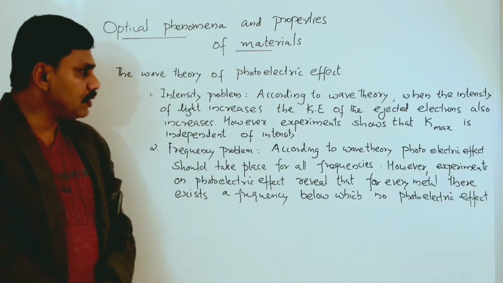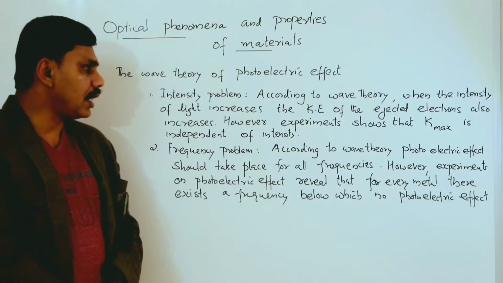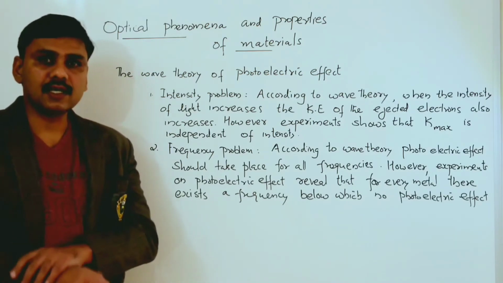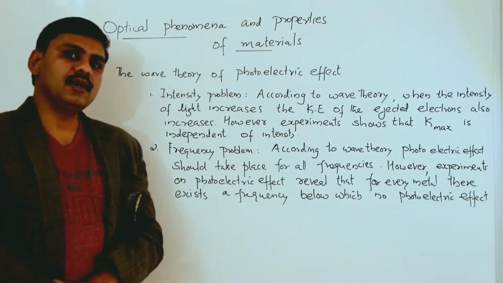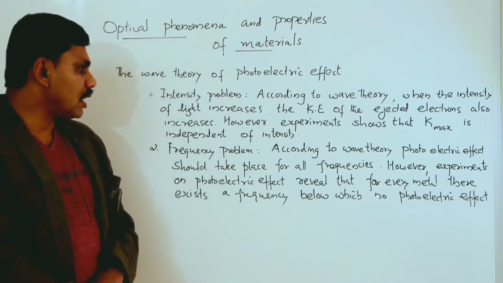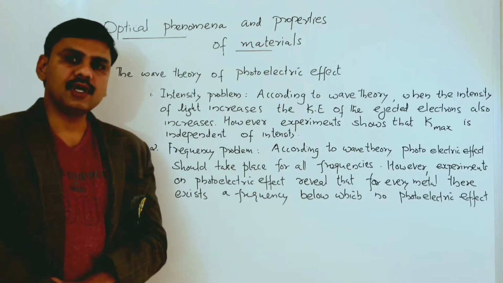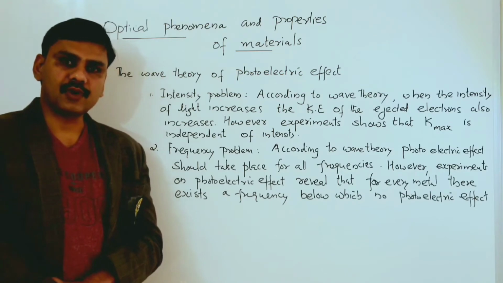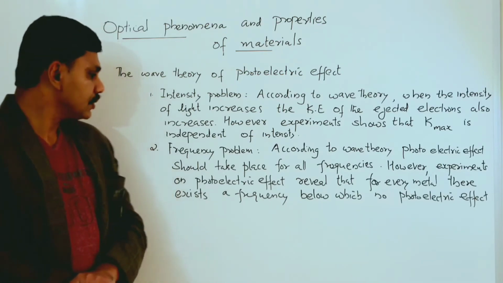So according to wave theory, the intensity of light determines the kinetic energy of the ejected electrons. That means when the intensity increases, the kinetic energy also increases. But according to the photoelectric effect experiments, the intensity of light has no effect on the kinetic energy of the electron. That means if you increase or decrease the intensity, there will be no effect on the flow of electrons.